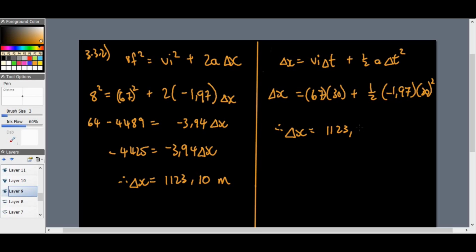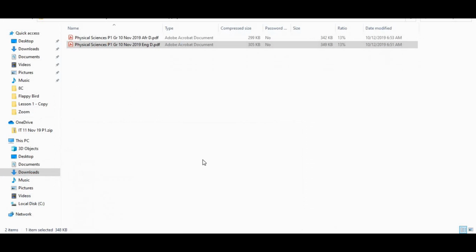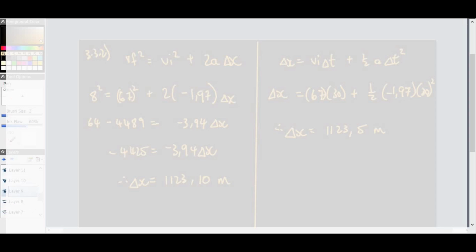1,123. Our decimal is just different. Our decimal is 0.5 meters. Right, so go 0.50 meters. Okay, so that was question 3.3.2. Either answer they would have given you as the correct answer anyway, so nothing that we needed to stress about there. That's the same place I found the exam.